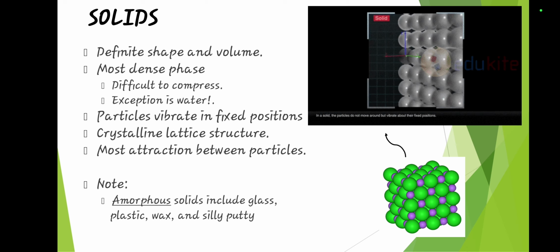Note that aside from crystalline lattice structure, we also have amorphous solid. Amorphous solids include glass, plastic, wax, and silly putty. So these are good examples of solid. Meaning to say, if the thing is glass or an amorphous solid, basically that is a solid. Okay? That is an example of a solid.